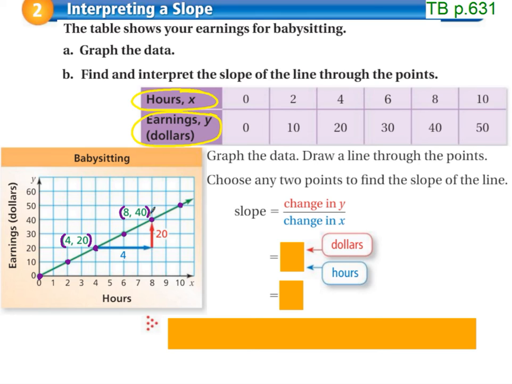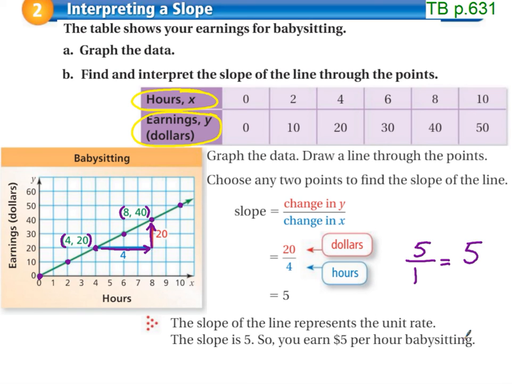So when I look at the change here, here's my change in x, here's my change in y. Y goes on top, so that's 20. X goes below it, and it's 4. But when we're doing slope, we always want it in simplest form. 20 and 4 share a common factor of 4. So when I divide both the numerator and denominator by 4, I get a slope of 5. Because my numerator becomes 5, my denominator is 1, and any number over 1 is equal to just a whole number. So the slope of this line is 5. You earn $5 per hour babysitting.